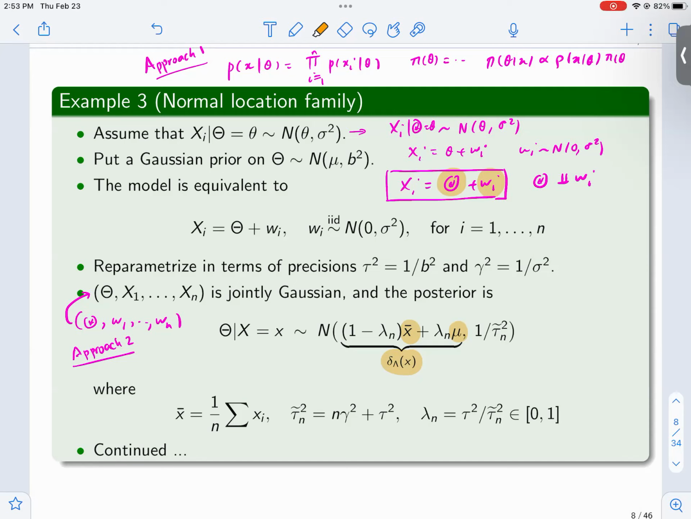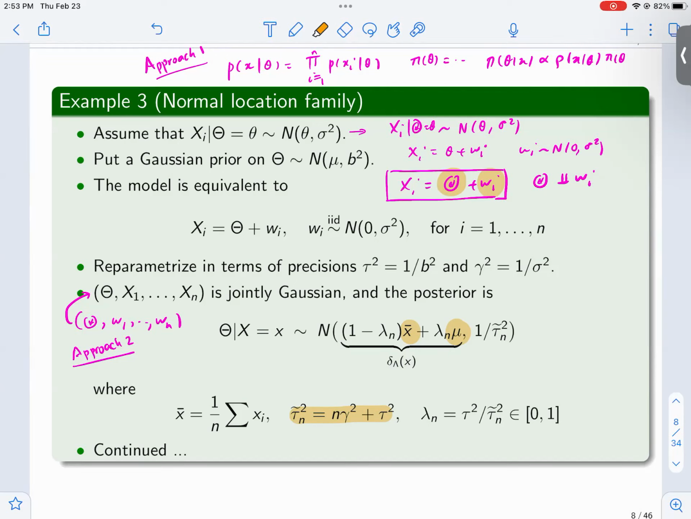So it's a combination where the coefficients are non-negative and they sum to 1. It's just a weighted combination with a special property. So it's a convex combination of the prior mean and the MLE. And this 1 over tau tilde n squared is going to be like that. So this is the variance. So the inverse of it would be the precision. Okay, the inverse of the variance is called the precision. So the precision is going to be added.